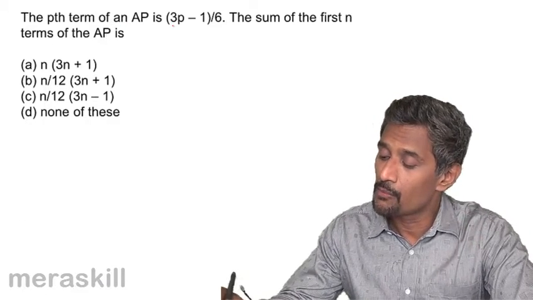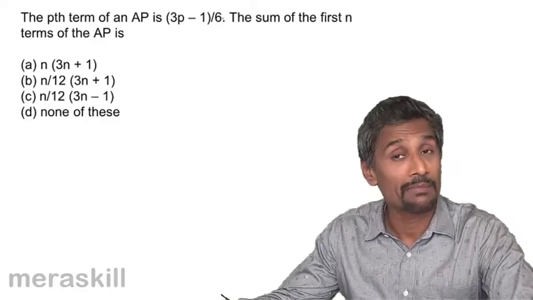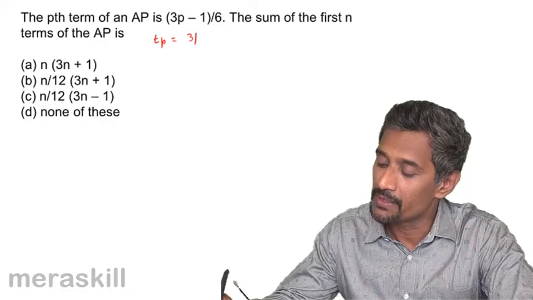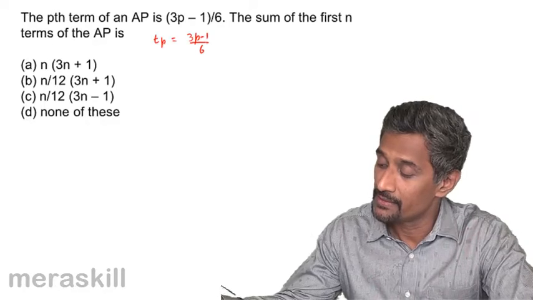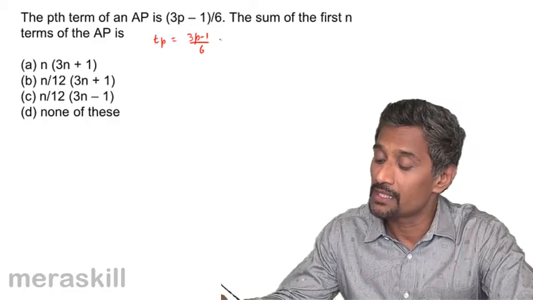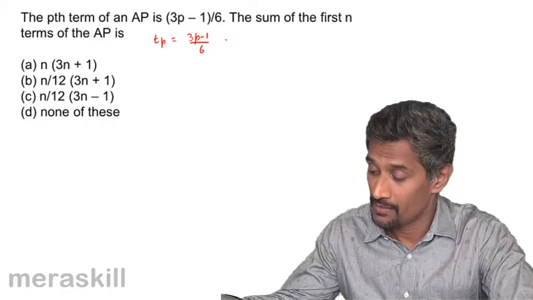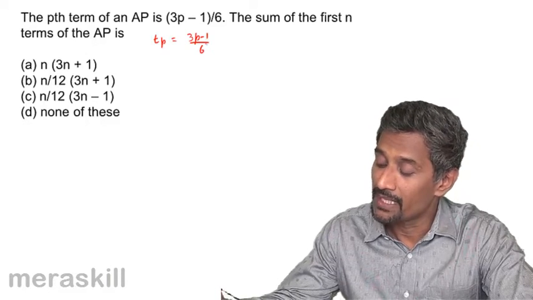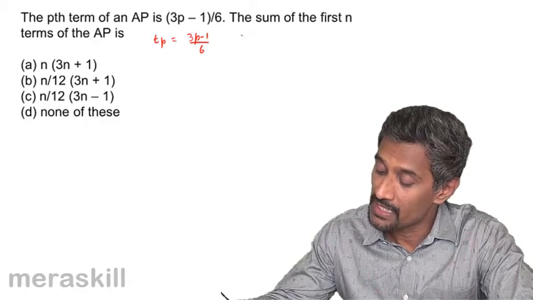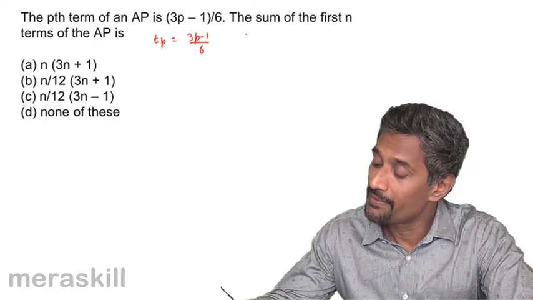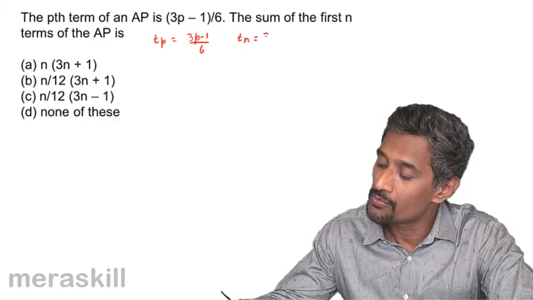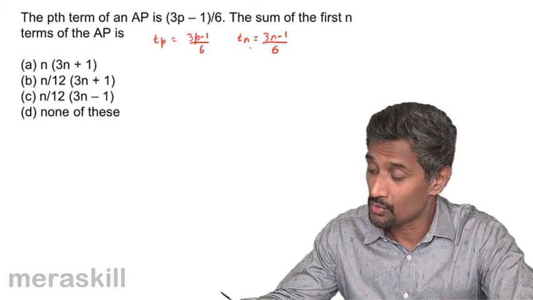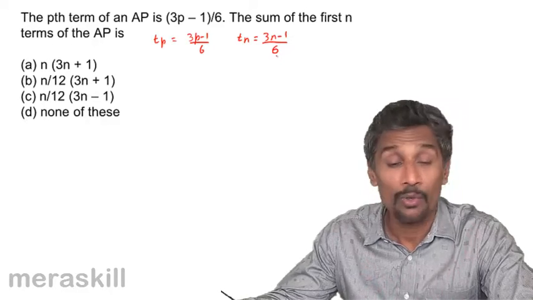The pth term of an AP is (3p minus 1) by 6, which means that Tp is going to be 3p minus 1 upon 6. The sum of the first n terms of the AP is what? So, the pth term of the AP is 3p minus 1 upon 6. So, obviously, Tn will also be equal to (3n minus 1) upon 6.